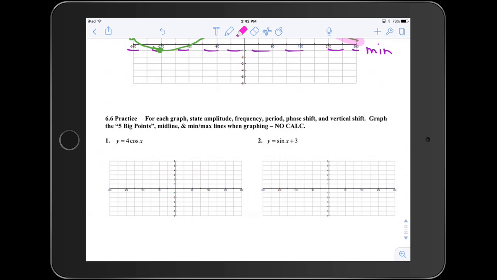So again, notice the instructions for that practice. For each graph, state the amplitude, frequency, period, phase shift, and vertical shift. So you can do like I did, A, B, H, K, but then you need to make sure you actually physically state what the amplitude is, point out which one's the frequency, what the period is in respect to the frequency, obviously, and which one's the phase shift and the vertical shift, so that I know that you know what those letters actually mean. And then, of course, graph the 5 big points, the midline, and then the max and min points, or lines. So again, no calculator, and I'll upload those answers as soon as I can.